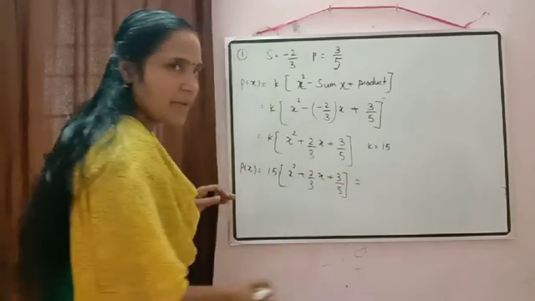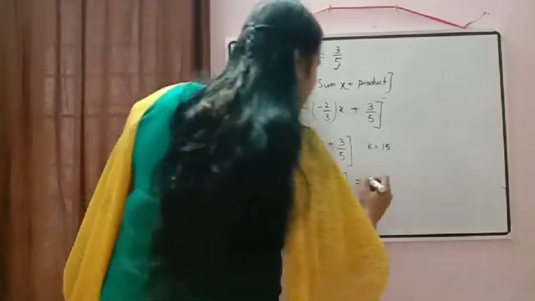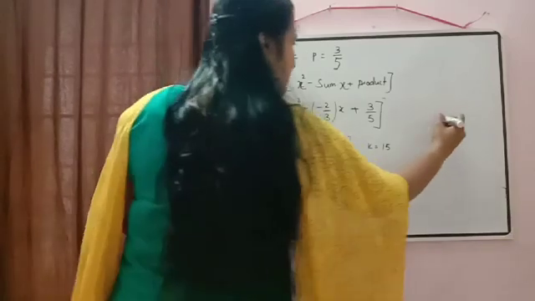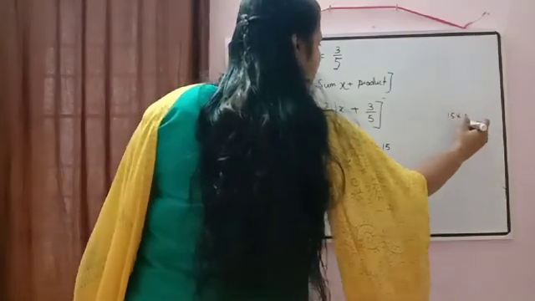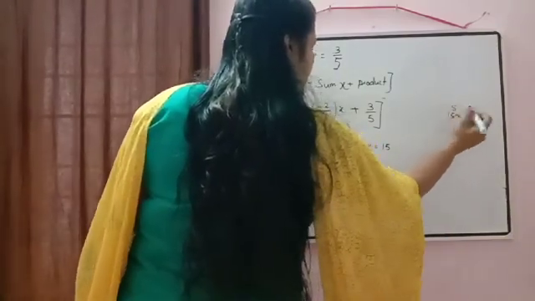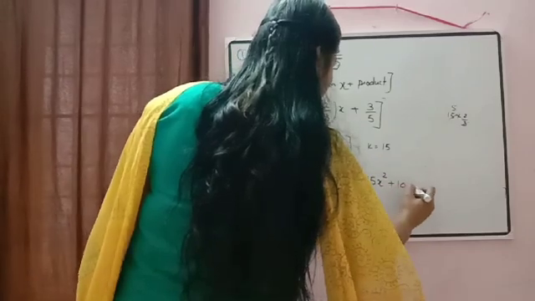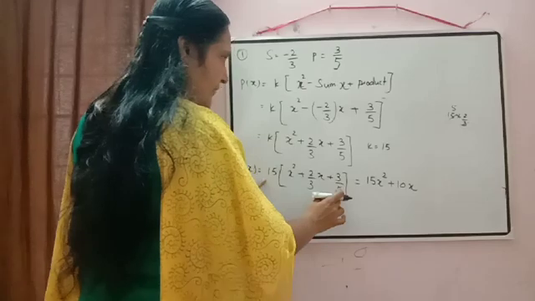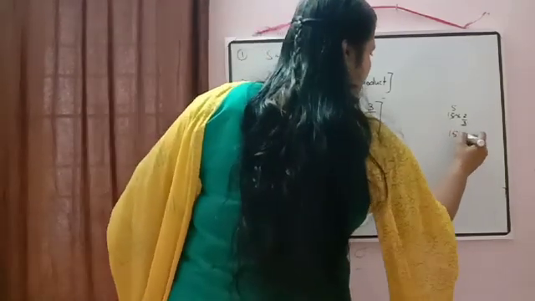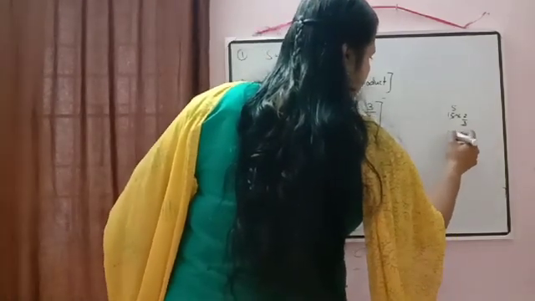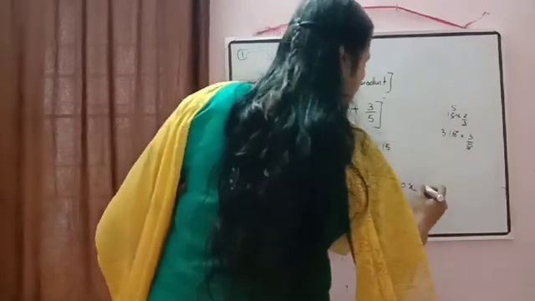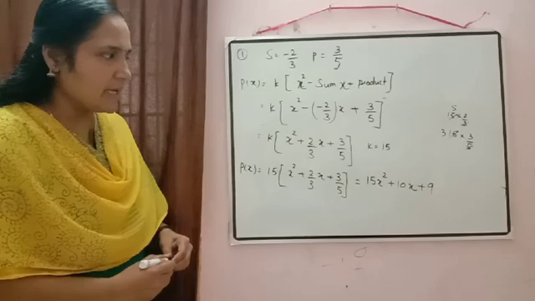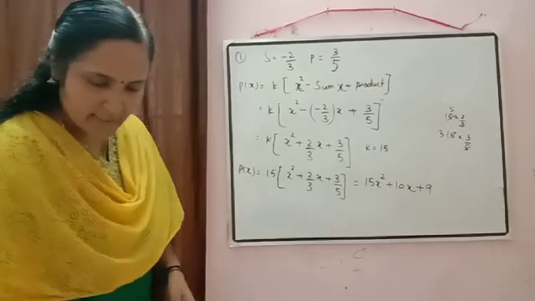Now going to multiply 15 inside, then we will get 15x square plus 15 into 2 by 3. If you want, you can do as rough work there. 3 5s are 15, 5 2s are 10. So we will get here 10x plus 15 into 3 by 5. 5 1s are 5, 5 3s are 15, 3 3s are 9. So our polynomial will be equal to 15x square plus 10x plus 9.